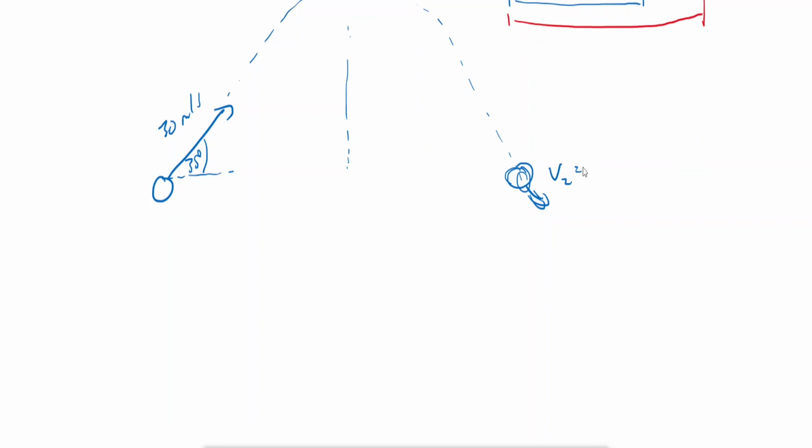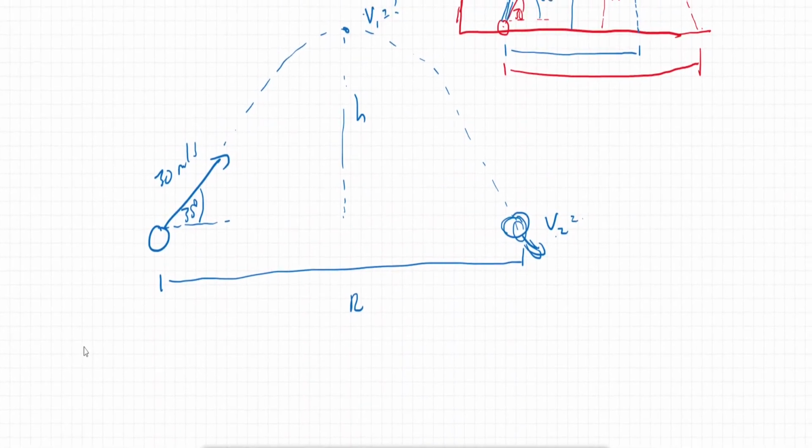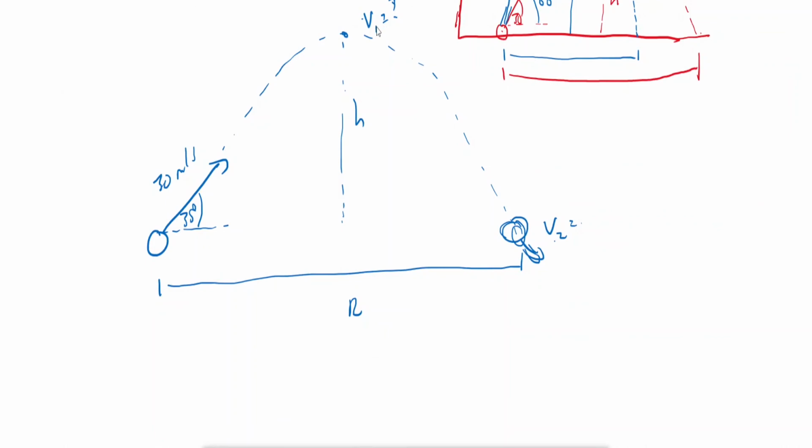Let's call the final speed v2, and we're going to call this v1. I know v1, and here we're going to find v2. So let's find v1, let's find v2, and then let's find the height and the range. Let me try and bring everything on screen, I think it's going to be off screen. So we want to find v1, v2, the height, and the range, and that's it.